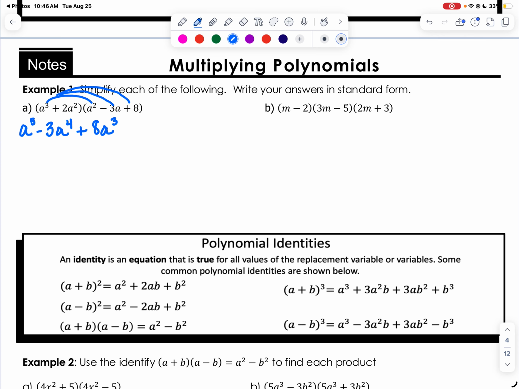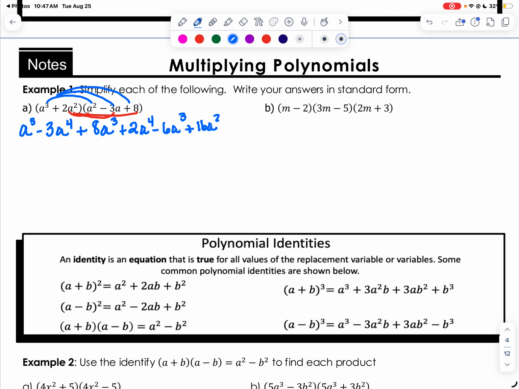Now we're going to do the same thing with the second term of our first polynomial. We're going to multiply 2a squared times each term in the second polynomial. So 2a squared times a squared would give me 2a to the 4th. 2a squared times negative 3a would give me negative 6a to the 3rd. And 2a squared times 8 would give me 16a squared. So to finish this problem up, you'll simply combine like terms.